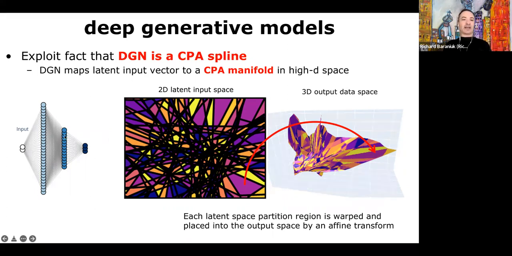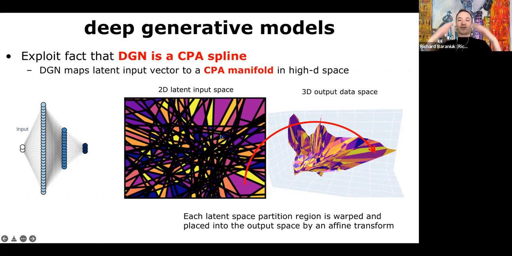Okay, so you can think of the input space of your deep generative network. The input space is, let's say, two-dimensional in this case. As we go through the network, we're going to be throwing down hyperplanes, right? Just like we talked about, they're going to be folding. So we're going to be partitioning this two-dimensional input space. Here's an example of that. But then what is the network doing? In this case, it's going from 2D to 3D.